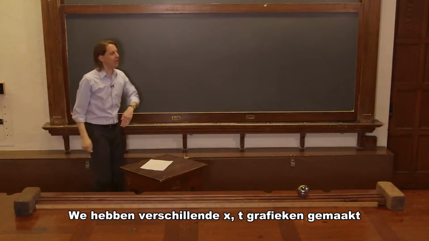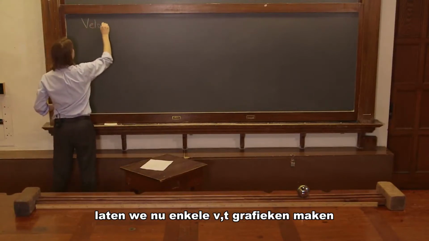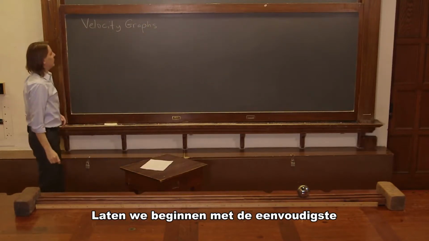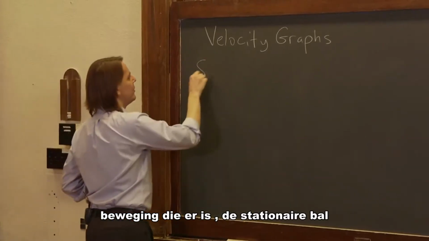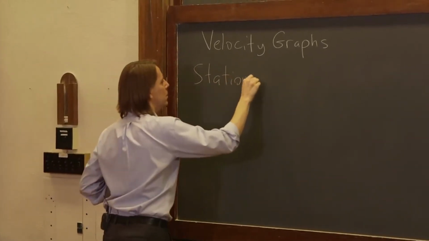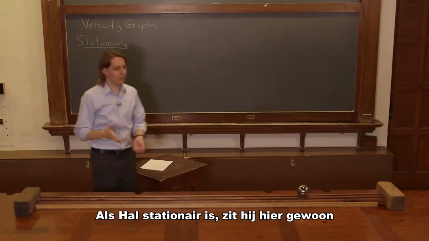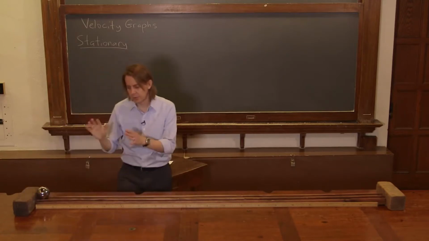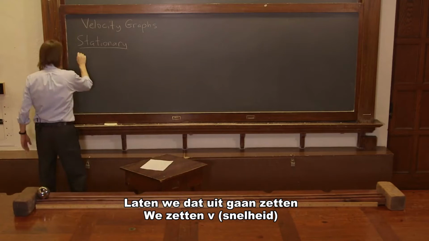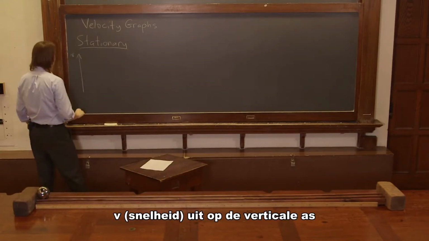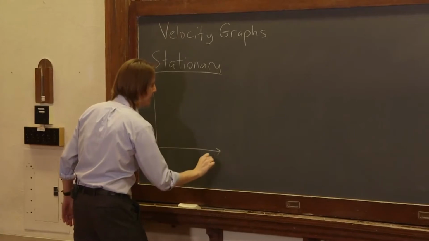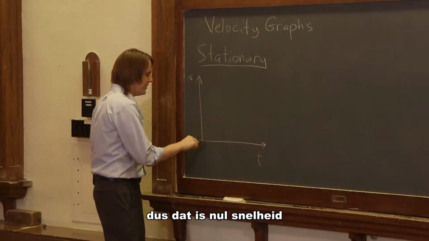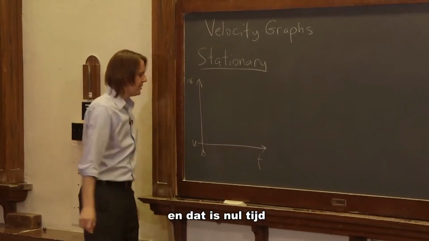We've done several position time graphs. Now let's do some velocity graphs. Let's start with the simplest motion there is, the stationary ball. When Hal is stationary, he just sits here at the origin, doesn't move, like that. Let's plot that. Now we're going to plot v on the vertical axis and time on the horizontal axis. And as always, we're putting the origin here, so that is 0 velocity, and that is 0 time.